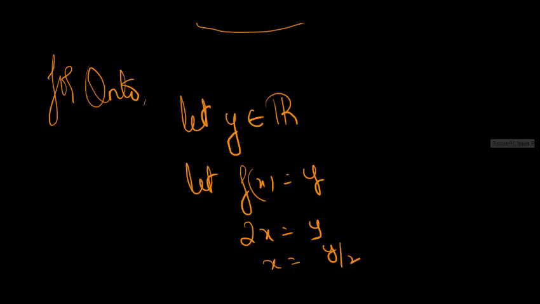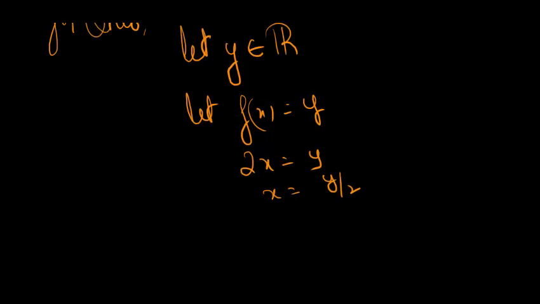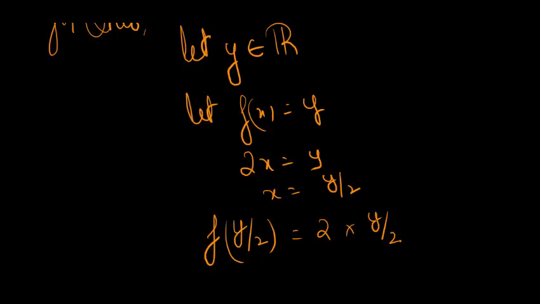Now after saying x is equal to y by 2, you now try to find out f of y by 2. What is f of y by 2? 2 into y by 2. 2x, isn't it? So instead of x, I'm going to write a y by 2. So 2 and 2 will get cancelled, you get a y.